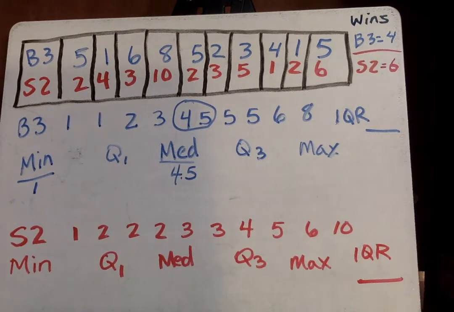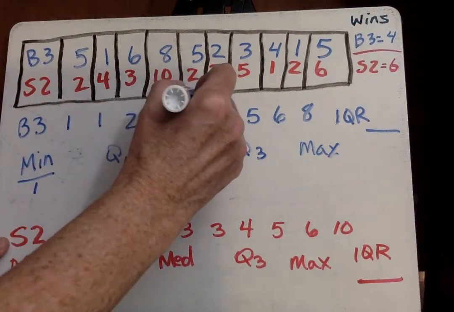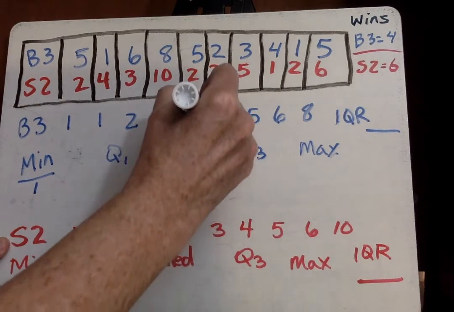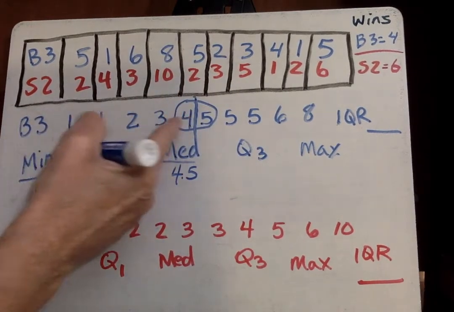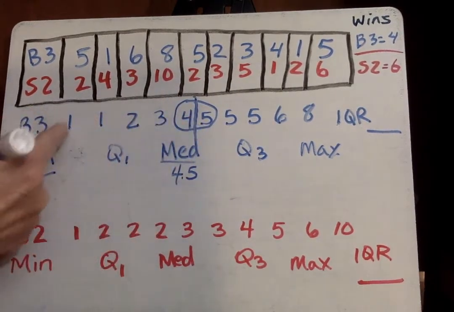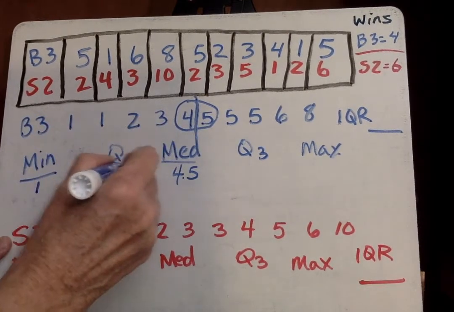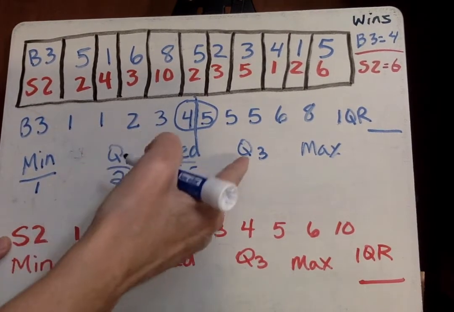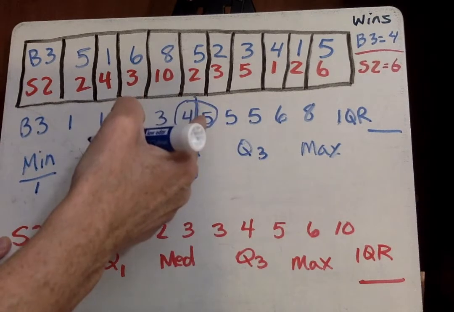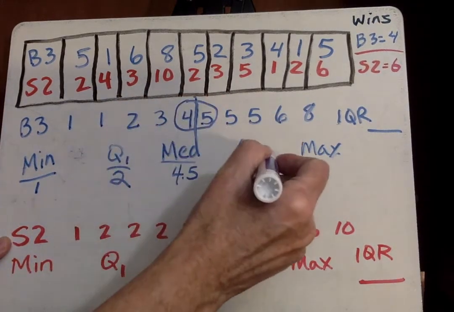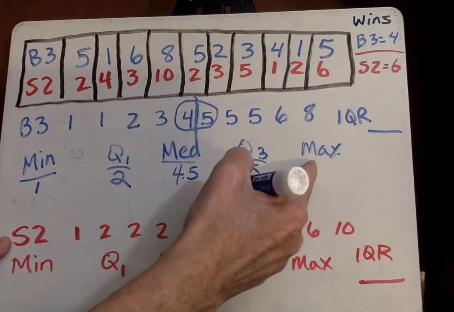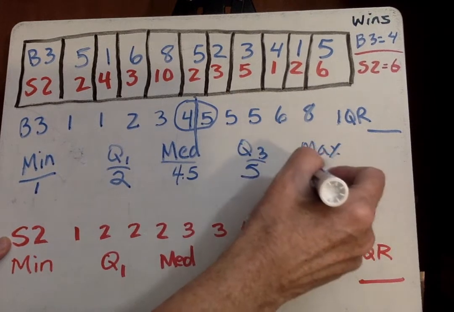Then we're going to split the data in half. Then we take quartile 1 and say, what is the median of quartile 1? We have 5 numbers. It's going to be number 2. Then we take the median of the upper half of numbers, and that's going to be 5. And our maximum number here is 8.